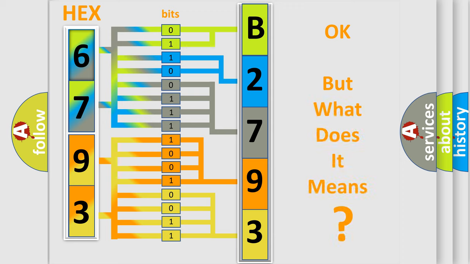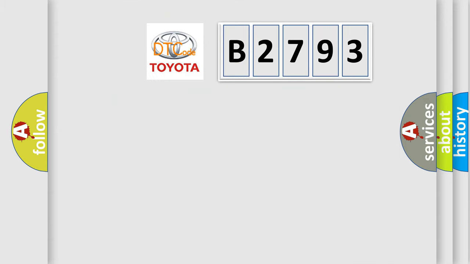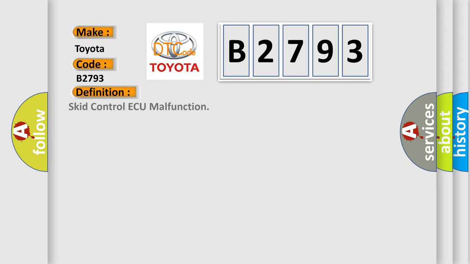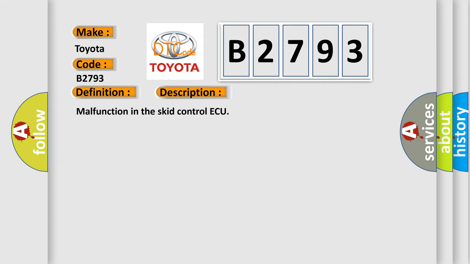The number itself does not make sense to us if we cannot assign information to what it actually expresses. So, what does the Diagnostic Trouble Code B2793 interpret specifically for Toyota car manufacturers? The basic definition is skid control AQ malfunction. And now this is a short description of this DTC code: malfunction in the skid control AQ. This diagnostic error occurs most often in these cases: skid control AQ.